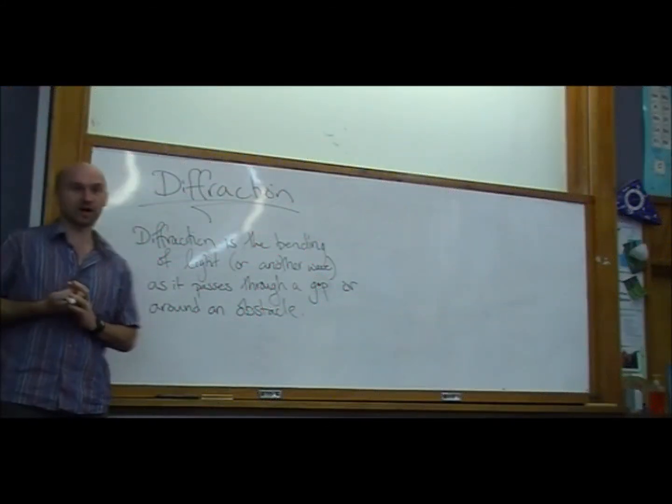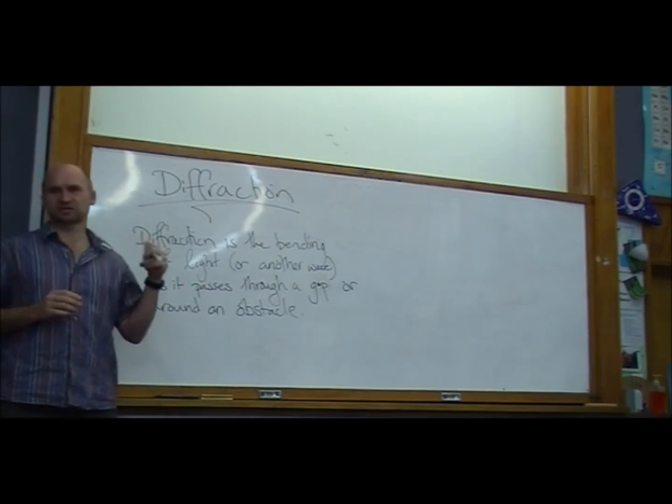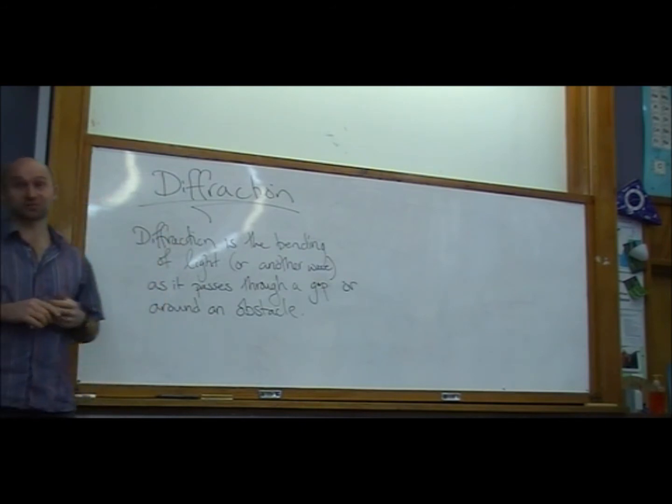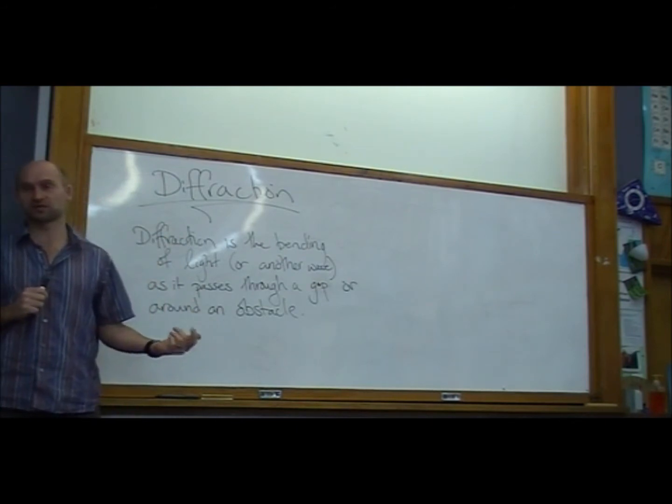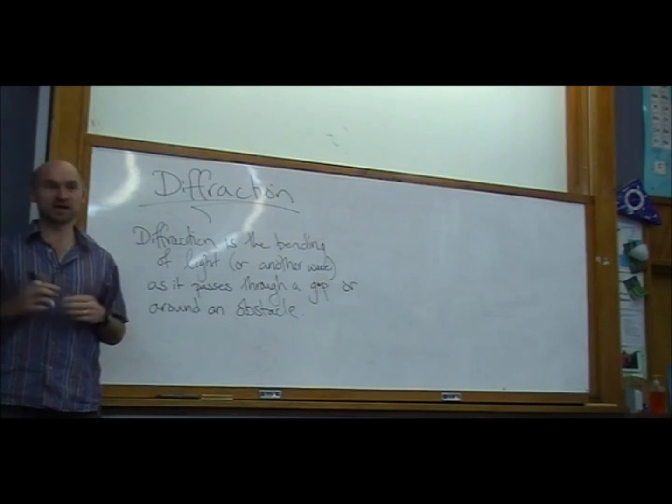That's because as the light goes past the hair, it's bending around it to the left and to the right. It's going around an obstacle. And so what we're seeing is diffraction, which means the bending of light or another wave as it passes either through a gap or around an obstacle. The difference between diffraction and refraction is that refraction happens when the light or the wave goes from one medium to another medium, whereas diffraction is always in the same medium, but it's passing around an obstacle or through a gap.